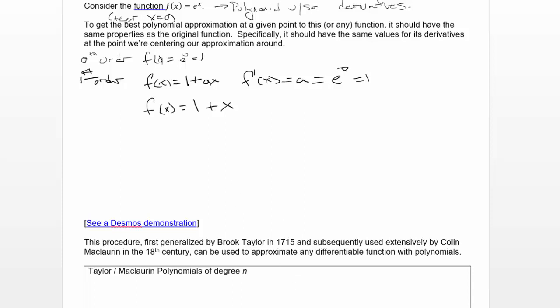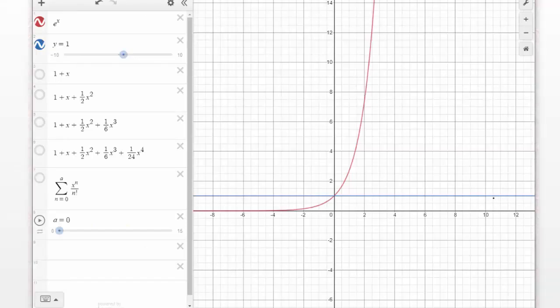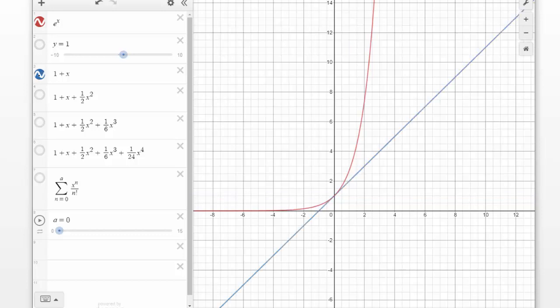And I'll pull the graph up. Now instead of the horizontal line y equals 1, here's the graph of the line 1 plus x, which, what do you know, is again the same at x equals 0, but it hugs the graph much, much better than the horizontal line. It's similar to the graph of y equals e to the x for a little bit further along than the original horizontal line, but again, it quickly diverges.